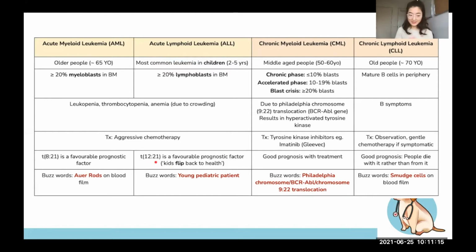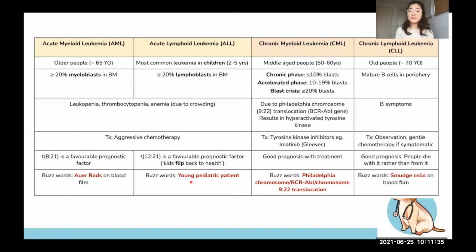In terms of buzzwords for Monash exams, there are Auer rods, not too sure how to pronounce that. So Auer rods, you see them for AML, and then ALL will typically be your young pediatric patient. So make sure you know these two and associate them with the corresponding leukemias.